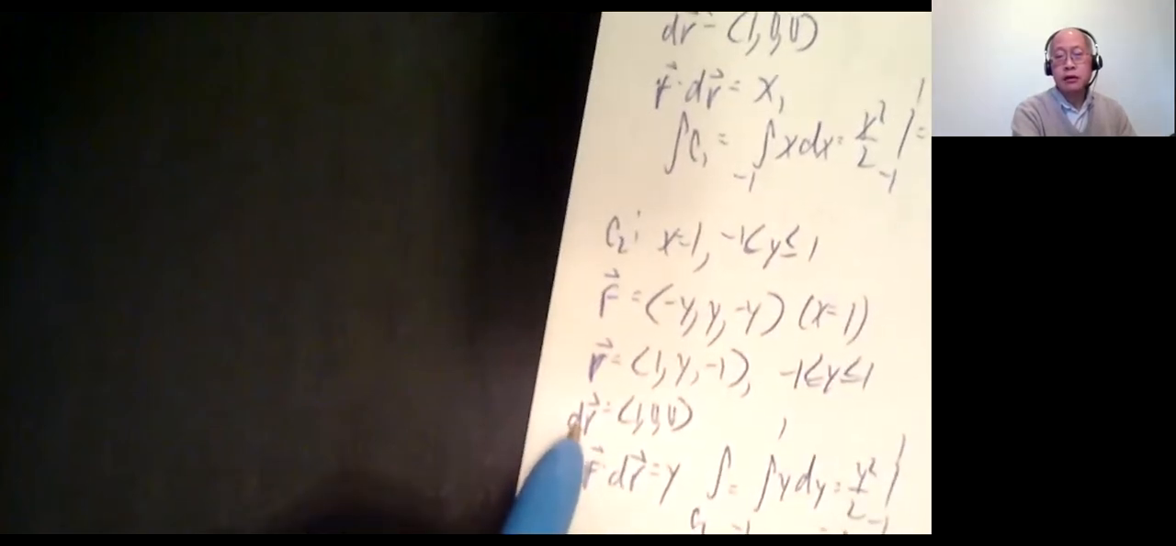So DR is 0, 1, 0. Oh, I messed up again. Should be 0, 1, 0, but I got the correct dot product. I think I was going too fast maybe. So what's the derivative of this? 0, 1, 0. So now I dot F with DR. So -Y times 0 is nothing. Y times 1 is Y. -Y times 0 is 0. So Y. And that's what I'm integrating.